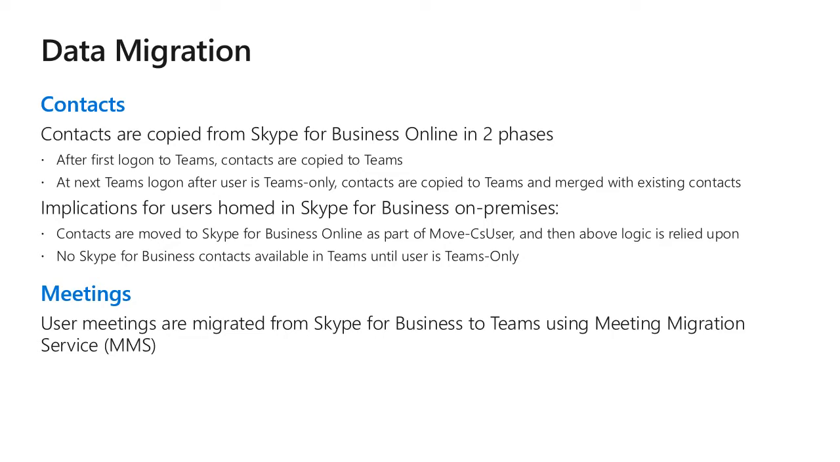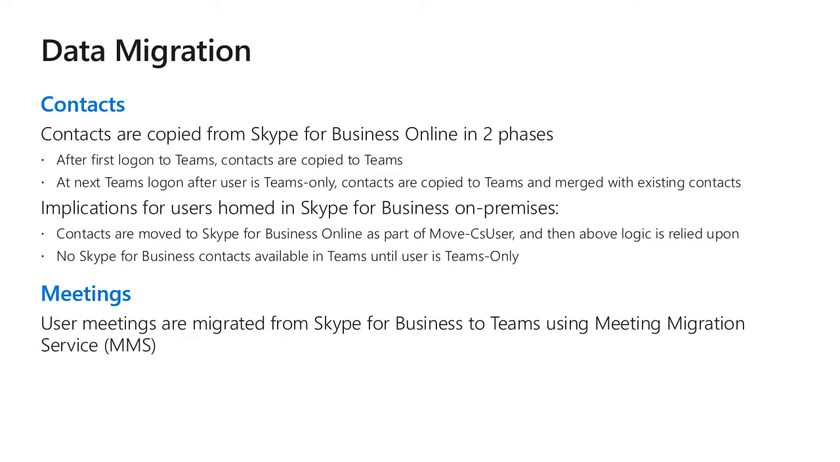We'll merge any contacts from the Skype for Business world with your existing contacts in Teams. And at that point, Teams is now the authoritative source for your contacts. Now, there's a couple of things to be aware of with users that are homed in Skype for Business Server or Skype on premises. Your contacts are moved to Skype for Business Online as part of Move CS User, and then the above logic is relied upon. That means that none of your contacts that are in Skype for Business will show up in the Teams client until the user has been upgraded to the Teams only mode.